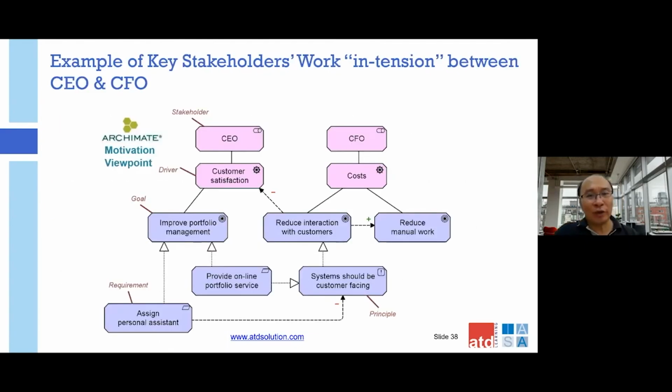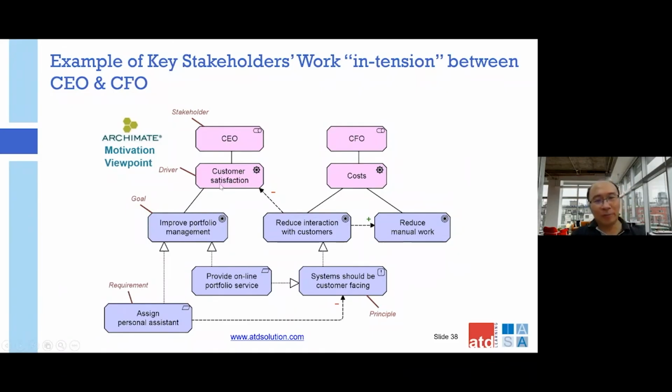So this is an example of the key stakeholder tension between the CEO and the CFO. As you can see here, let me just focus on the CEO. This is ArchiMate. For those of you who have not seen ArchiMate, you can start modeling in ArchiMate, but for modeling ArchiMate itself, you need to have the right framework and the right repository to navigate this so-called model. So the first one is the CEO. The CEO has a driver, which is customer satisfaction. To the CEO, customer satisfaction is number one. So customer satisfaction is the goal of the CEO.